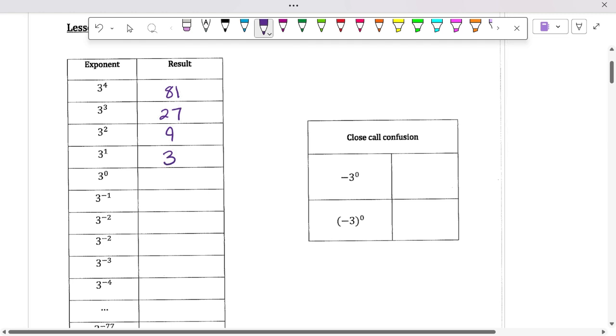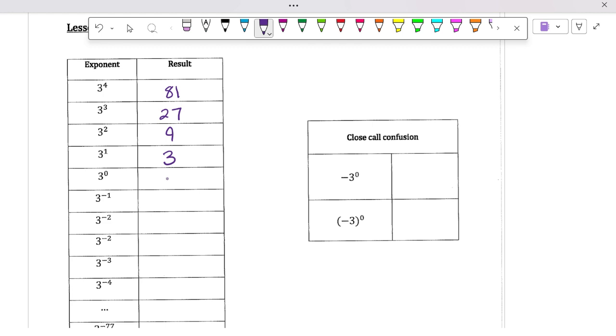Now, does anyone remember what 3 to the 0 power is? So I heard ones, I heard zeros. Which one is it? 1. Now, does anyone remember what to do when you have negative exponents? Right, you've essentially moved that base to the denominator. So what do you think 3 to the negative 1 is? 1 over 3.